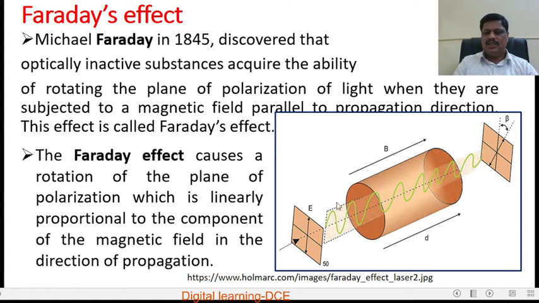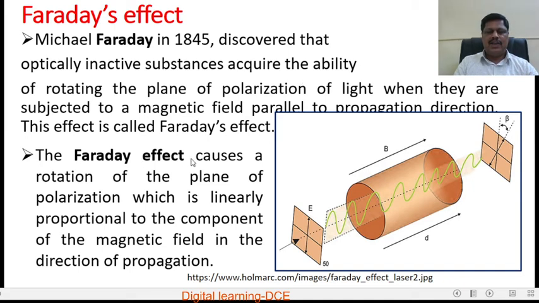Once again, this is the direction of the plane of vibration in the plane polarized light when it is passed through an optically inactive substance, and on applying the magnetic field B parallel to the direction of propagation of the light, there is a slight rotation in the plane of vibration or polarization with respect to the direction of the incident vibration. This phenomenon is called Faraday's effect. Optically inactive substances acquire the property of optical activity.